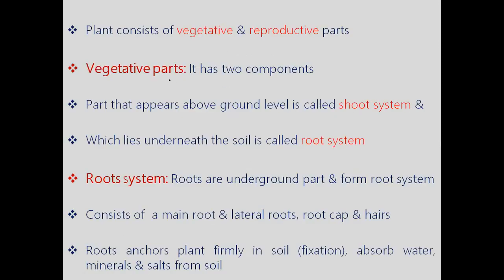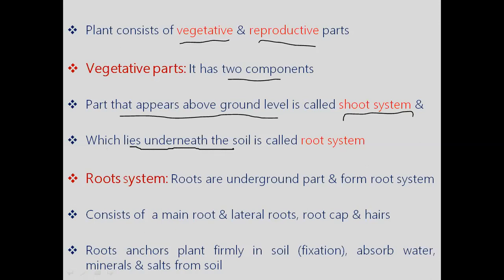As we know, plants consist of two parts: one is the vegetative part, and the other is the reproductive part. The vegetative part further consists of two components. One is the part of the plant that appears above the ground level, called the shoot system. The part that lies underneath the soil is known as the root system. We will discuss each individually. First is the root system.